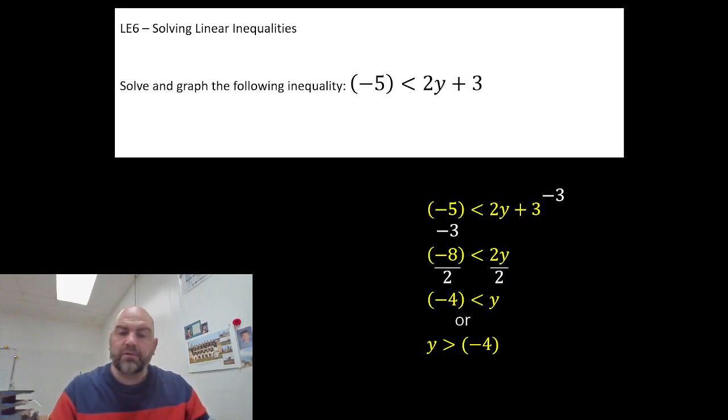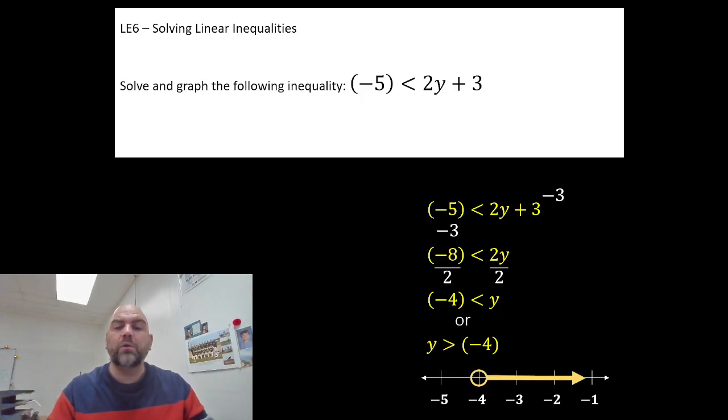Let's graph it out. Our graph should look something like this here. You should have -4 on the graph somewhere. At -4, we're going to draw an open circle because y does not equal -4, but it starts there. That is our benchmark. And then it goes up. Okay, so it's going to go that way. It's going up. And so everything above -4 is going to be an option for this question.